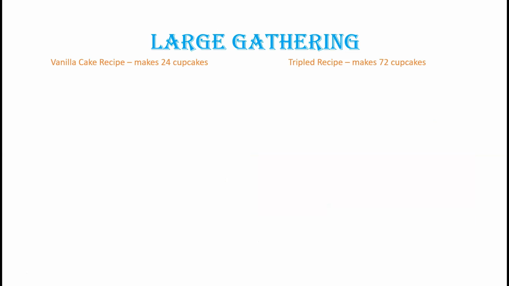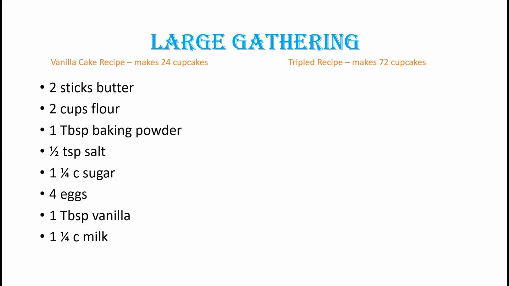So if you have a large gathering, I'm going to show you a vanilla cake recipe, and it makes 24 cupcakes. But you're like, oh my gosh, 24 cupcakes, that'll feed my family, but I'm going to have everybody over. I need like 72 cupcakes at least. Well, that means we're going to triple the recipe, because 24 times 3 is 72. So we take each of our individual ingredients and multiply by 3.